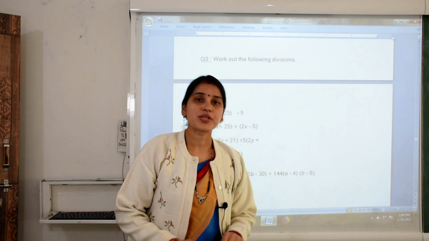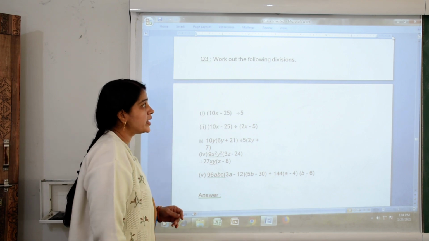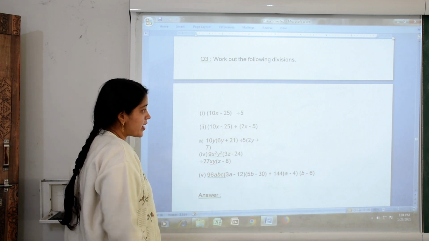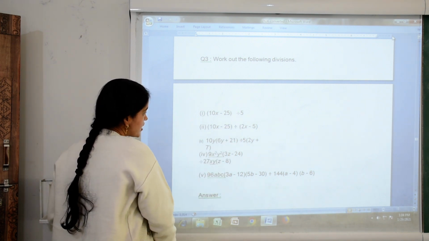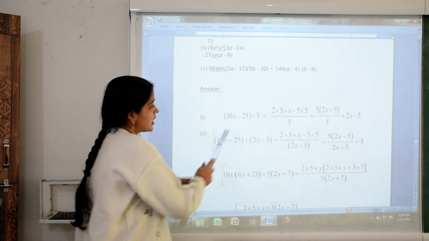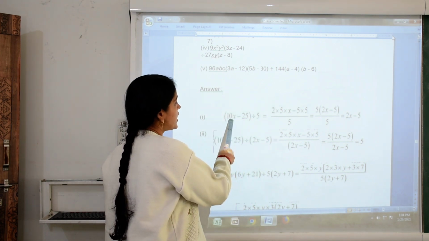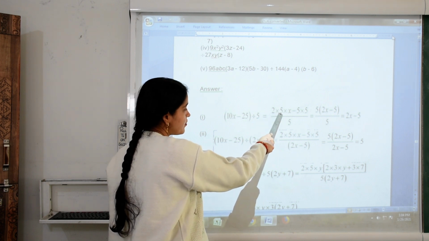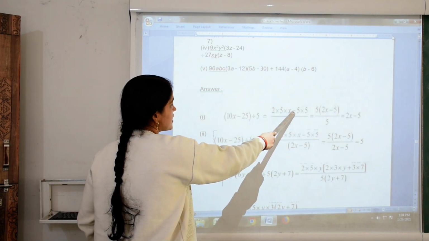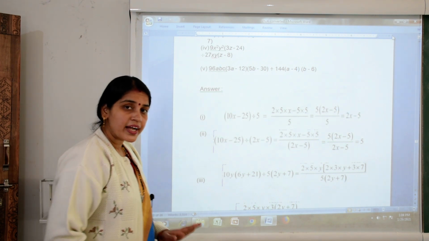Then question number third is also the same as question number second. Here it is given, work out the following division. So here you have 10x minus 25 divided by 5. So first we write the numerator, 10x minus 25 divided by 5. So we find the numerator factors first. The factors of 10x are 2 into 5 into x, but here there is a minus sign also, so we put a minus sign here, then the factors of 25 are 5 into 5, and divided by 5.